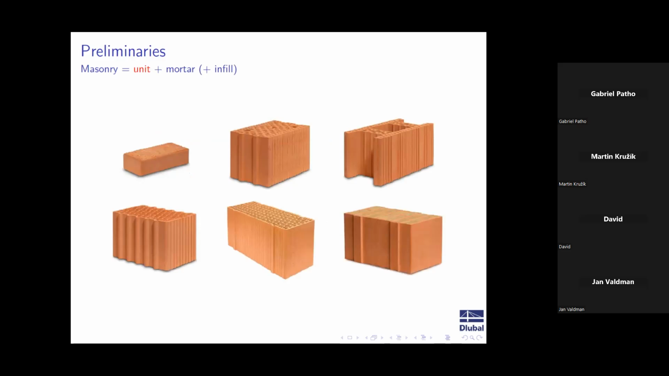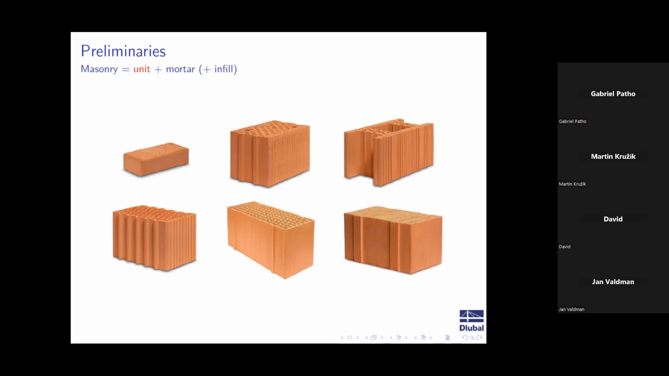So masonry, what do we think of masonry? It has different parts. It consists of the masonry unit, which you can see here. These are what we call bricks. As you can see, they have many different shapes. They can be of many different materials. These are all clay material, but actually they can be of concrete, calcium silicate, also from natural stones, which are quite different.